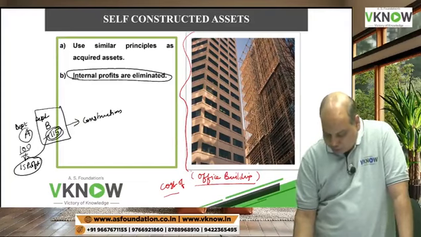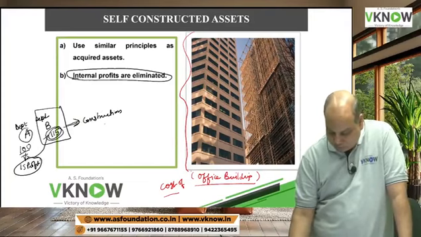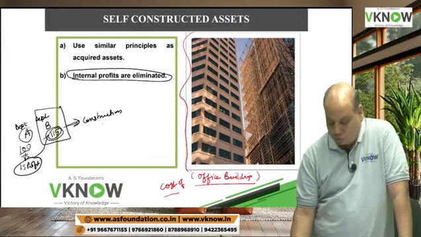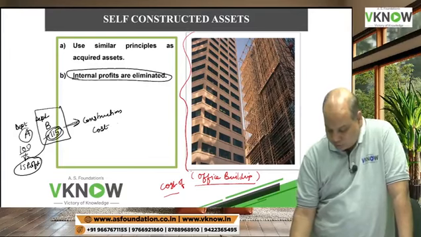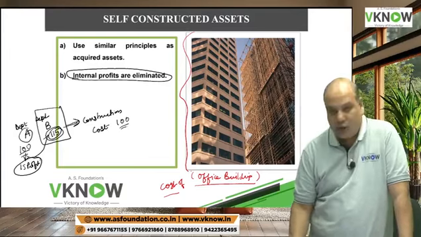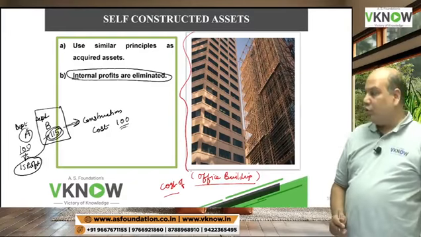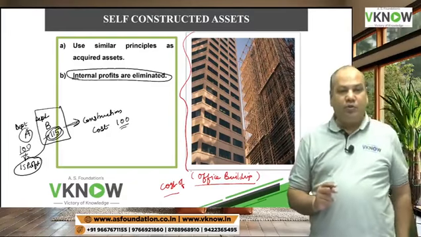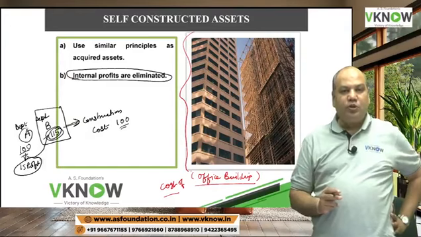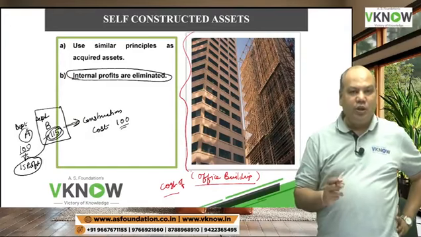Department B uses this material for construction purposes. How much will you consider as cost? You will consider 100 rupees as cost. You will not consider 115 rupees, because 15 rupees is internally generated profit.